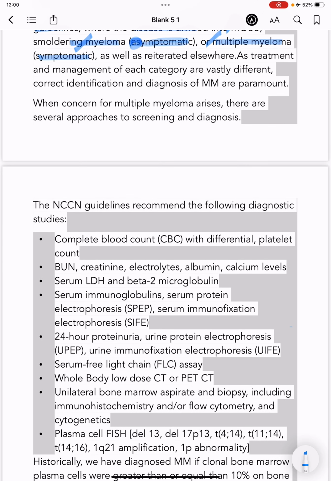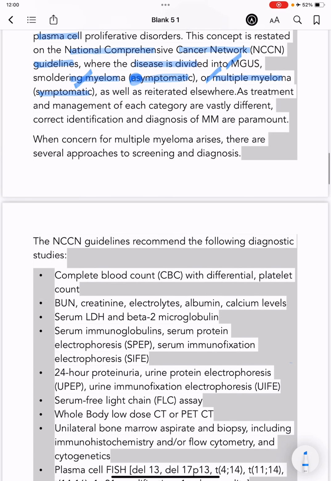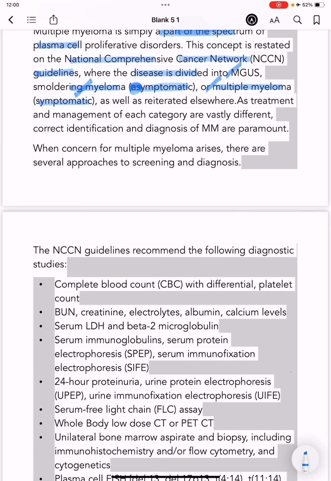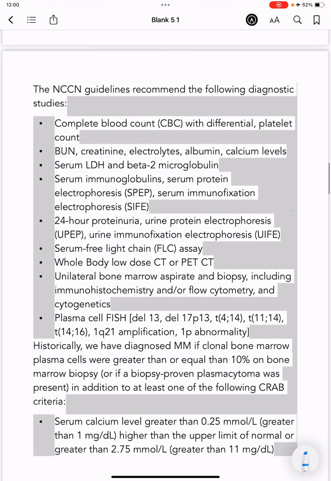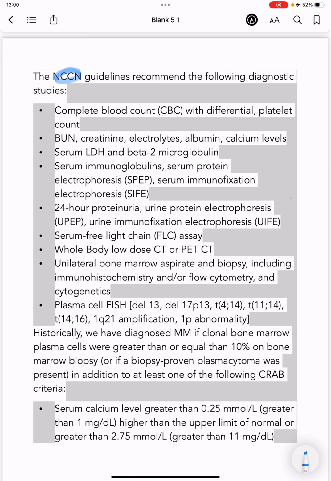The treatment and management of each category are vastly different. So correct identification and diagnosis of multiple myeloma are of paramount importance. When concern for multiple myeloma arises, there are several approaches to screening and diagnosis. According to the NCCN guidelines, it recommends the following diagnostic studies. What are the diagnostic studies for multiple myeloma?